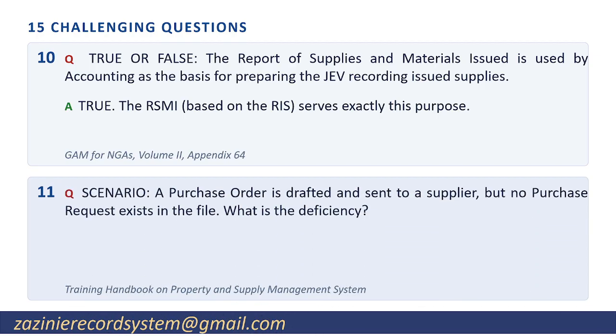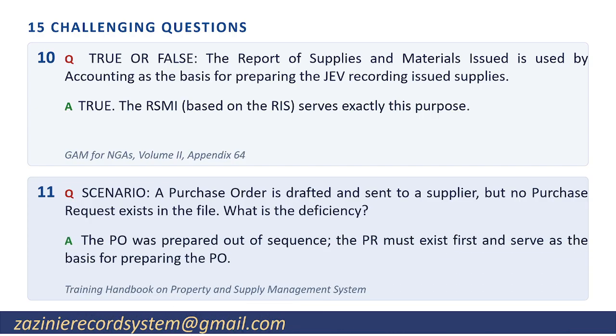Number 11. Q. Scenario. A purchase order is drafted and sent to a supplier, but no purchase request exists in the file. What is the deficiency? The PO was prepared out of sequence. The PR must exist first and serve as the basis for preparing the PO. Next slide.